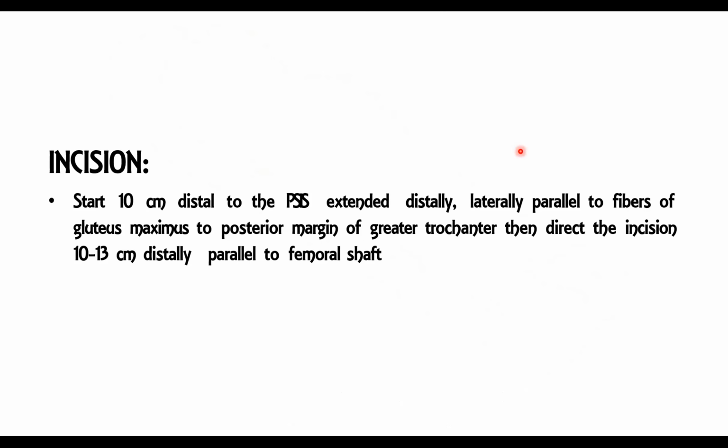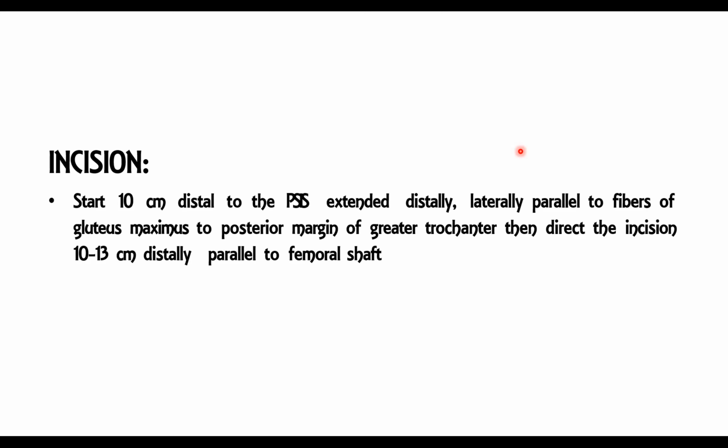Incision. This is asked: start 10 centimeters distal to the posterior superior iliac spine, or 3 finger breadths from the posterior superior iliac spine, extend distally over the posterior lateral. You all know that it extends distally and laterally, parallel to the fibers of gluteus maximus and to the posterior margin of the greater trochanter. Then the incision is directed towards the femoral shaft, laterally. This is regarding the incision.